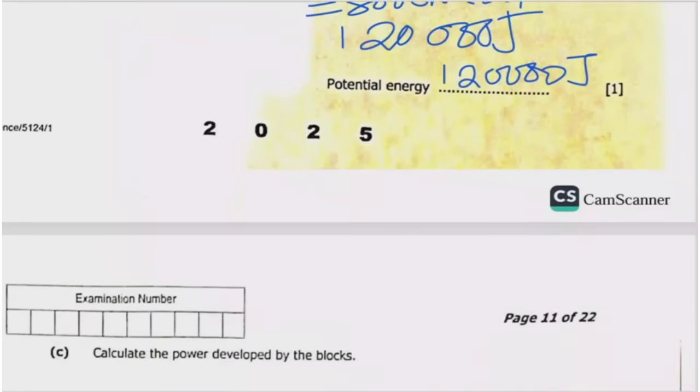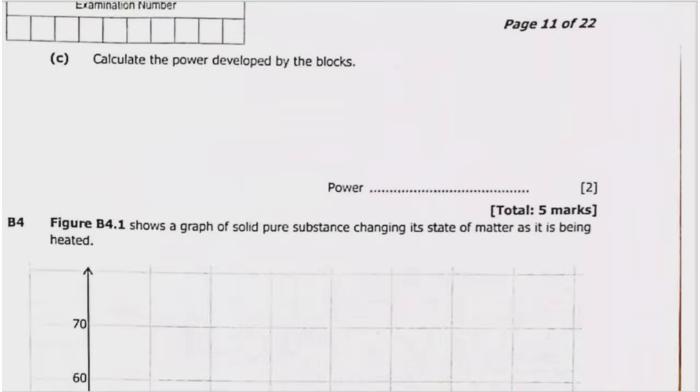Okay, let's go to question 3C, which is calculate the power developed by the block. So how do we find power? I'm sure in section A I demonstrated. So to find power, we use power is equal to work done, which I will abbreviate to be WD, over time. Okay, so what is the work done?